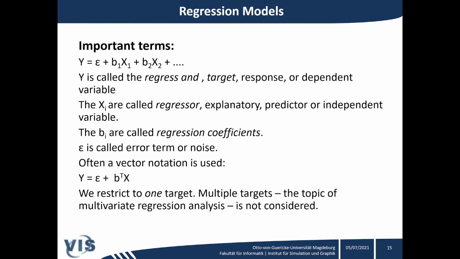The epsilon is called an error term or noise, which represents the fact that our data won't fit the model perfectly. Besides the usual function term, the model can also be expressed in a vector notation where B contains all the BI values as a column vector and large X all dependent variables as a row vector. In this lecture we restrict to one target, so multiple target variables are not considered in this lecture.